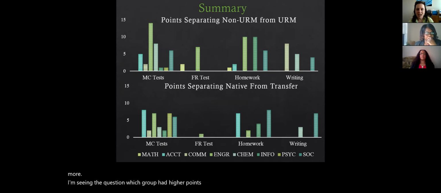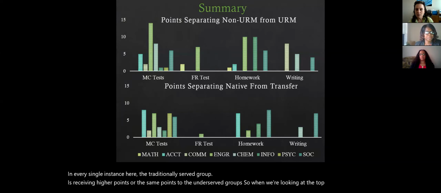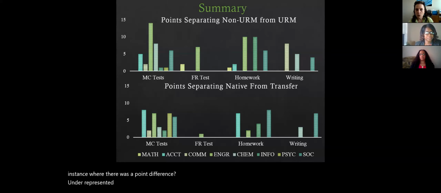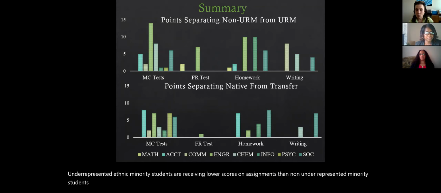I'm seeing the question, which group had higher points? So in every single instance here, the traditionally well-served group is receiving higher points or the same points as the underserved groups. So when we're looking at the top graph, in every instance where there was a point difference, underrepresented ethnic minority students are receiving lower scores on assignments than non-underrepresented minority students, and transfer students are receiving lower scores on the assignments than non-transfer students.